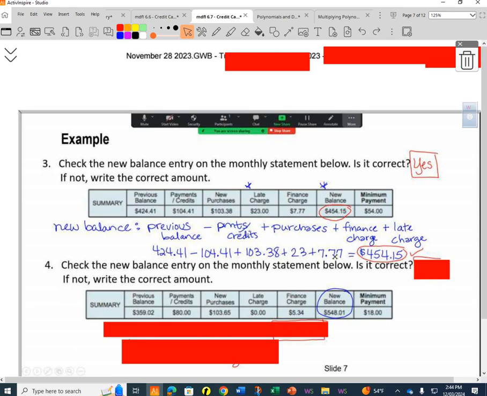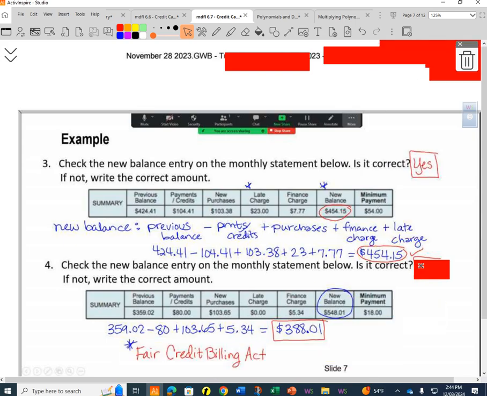Check the new balance entry on the monthly statement below. So this says it's $548.01. So we said new balance, that's $359.02, minus the payments and credits, plus the purchases, plus the finance charge. So that should be $388.01. So it is not correct. They are not responsible for this balance. They're responsible for the correct one. Remember, pause to catch up if you need to.